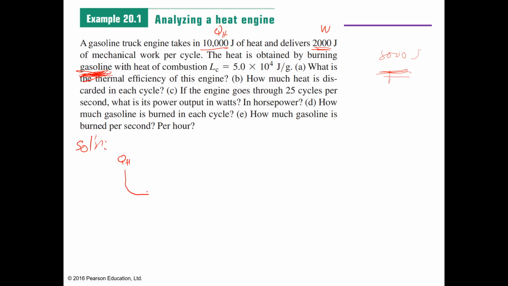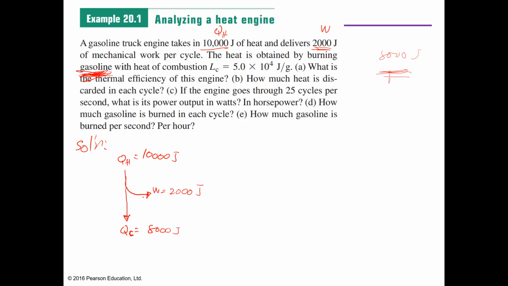to work, and then there will be a heat that is rejected by your heat engine. So the diagram of your heat engine now, where QH is given, this is equal to 10,000 joules, and the converted work is only 2,000 joules. It means that QC is equal to 8,000 joules, right?